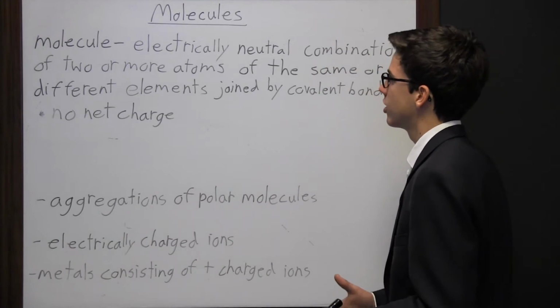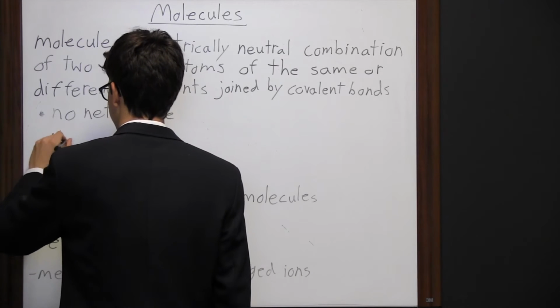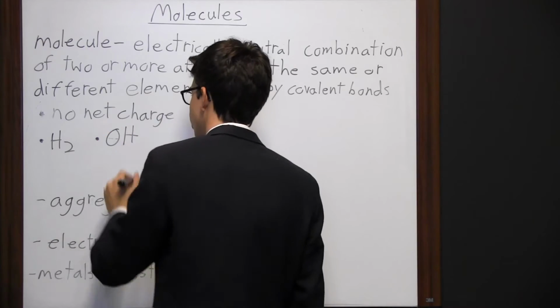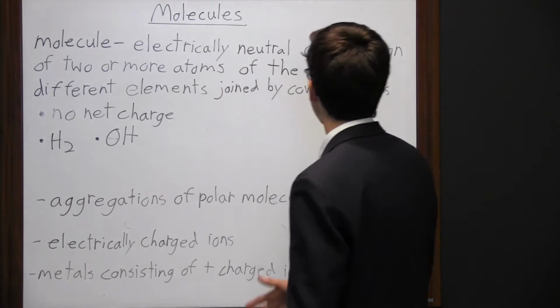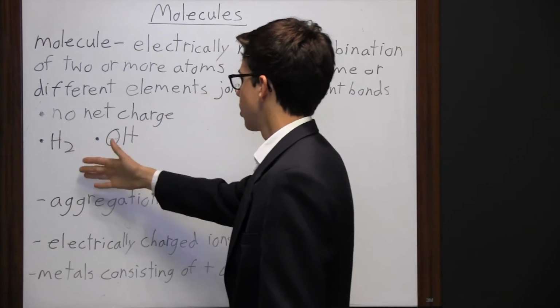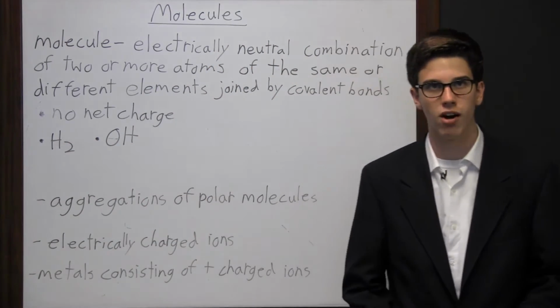Now, it's a combination of two or more atoms. So this could look like this: two hydrogen atoms, or one oxygen atom and one hydrogen atom together would work as well, because they have to be of the same or different element. So either one of these works as a molecule. Now, these are some really simple examples of molecules.